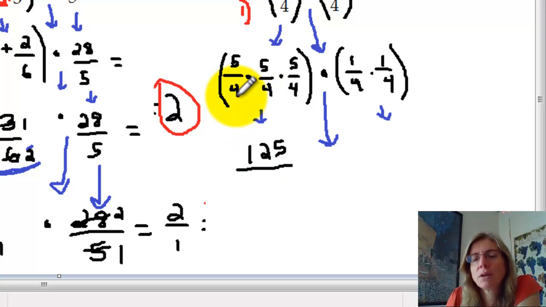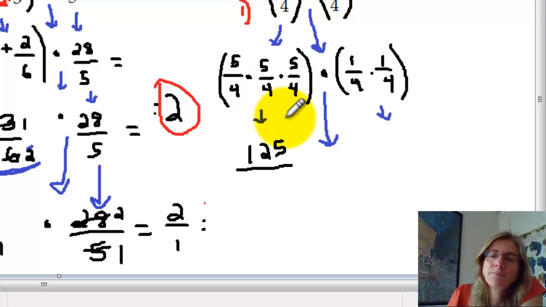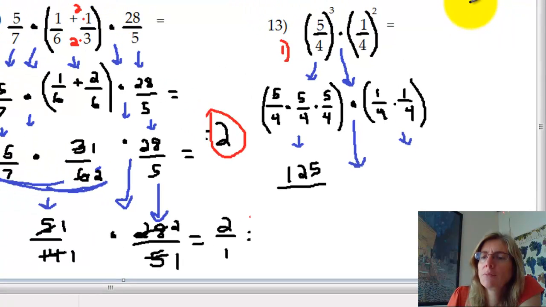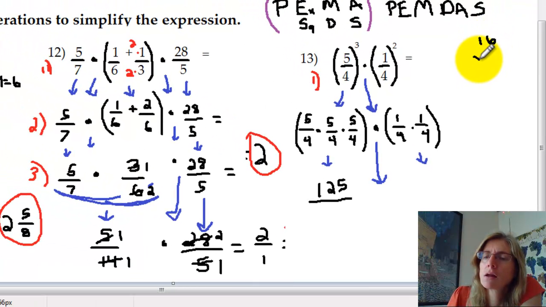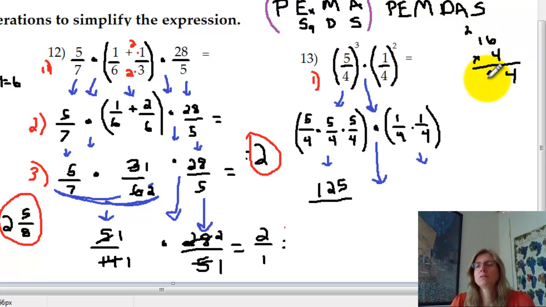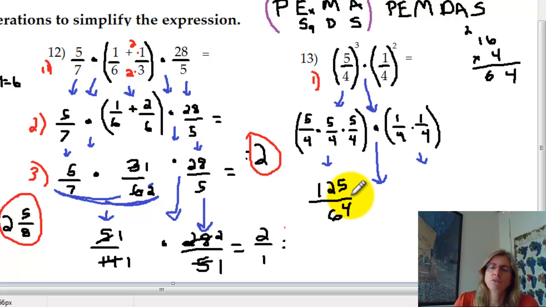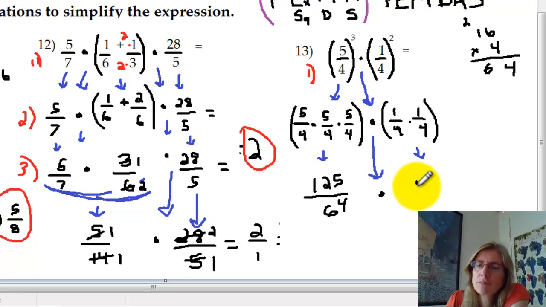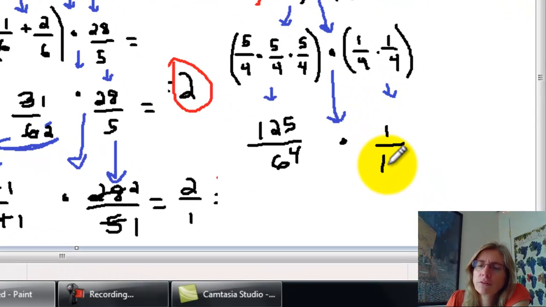So let's do this one. 4 times 4 is 16, and then 16 times 4. Let's work that out up here. 6 times 4 is 24. Here, 4 times 1 is 4, plus 2, 6, 64. So that gives us a big old fraction, 125 over 64. And we're bringing down that multiplication sign. And now let's do what's in these parentheses, which is much easier. 1 times 1 is 1. 4 times 4 is 16.